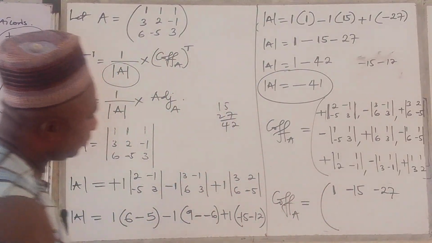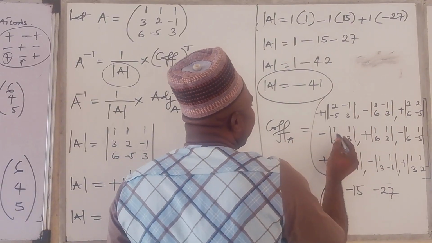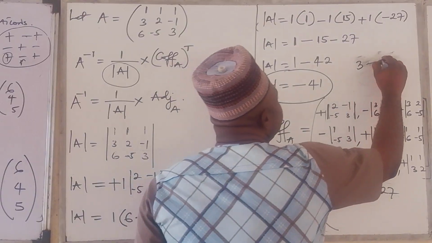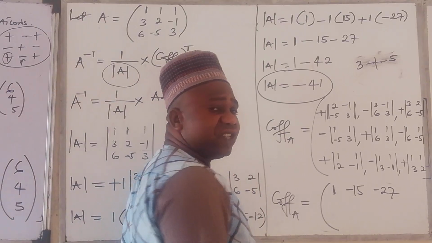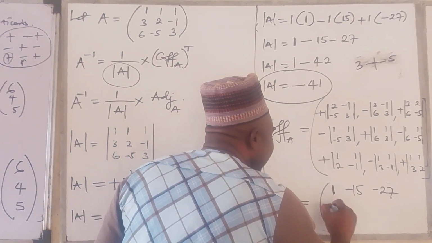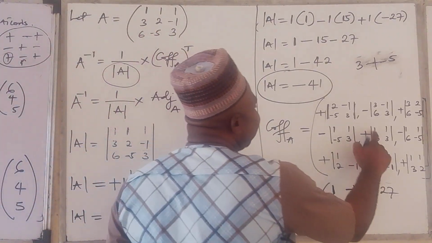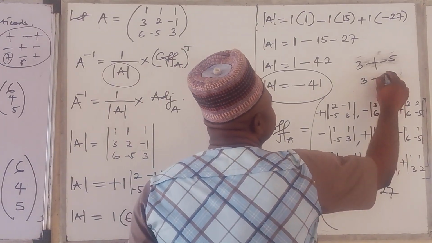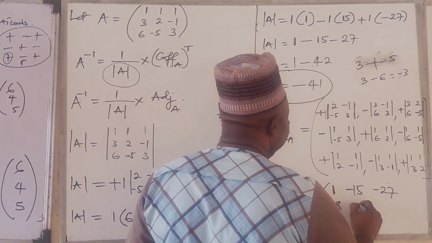Now the second row, let's look at this. Here we have 1 times 3 is 3, minus 1 times minus 5, that will give us minus 5. And minus will change to plus. And 3 plus 5 is 8. But if you look closely, there's minus at the front. So it becomes minus 8. Now the next one. 1 times 3 is 3. Minus 1 times 6 is 6. So that will give us minus 3, because 3 minus 6 is minus 3.